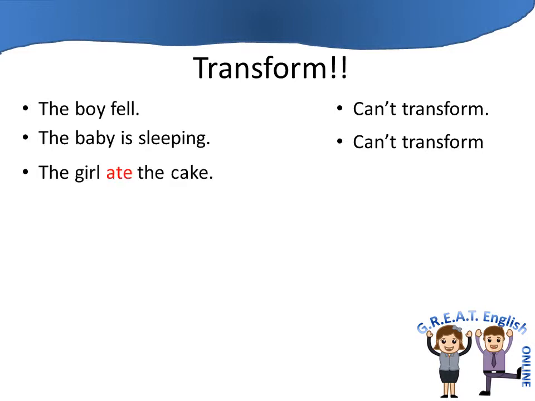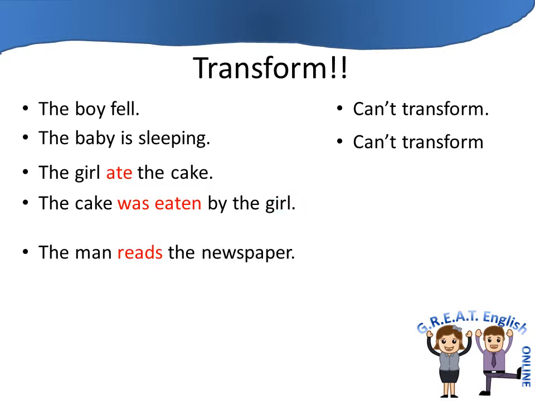The girl ate the cake. Now that's transitive, so I can change that to the cake was eaten by the girl. Notice how the cake moves to the subject position, was eaten, and then the by phrase for the agent, by the girl, and we will talk more about that soon.